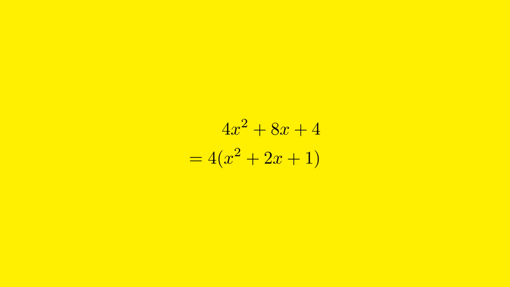This simplifies the quadratic and prepares us for the next steps in solving or further factoring the expression. By factoring out the common factor, we make the equation easier to work with and identify simpler forms for further operations.